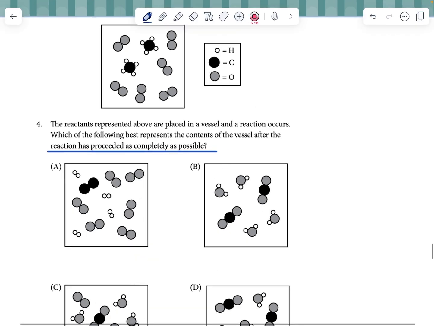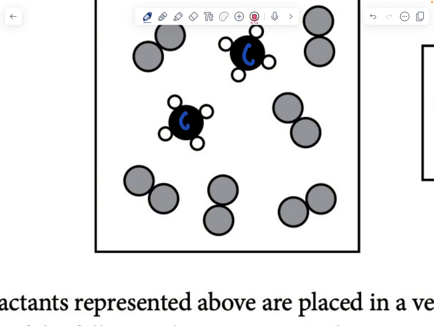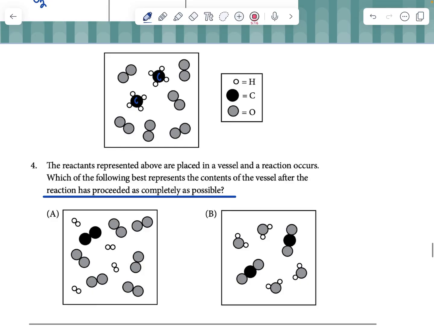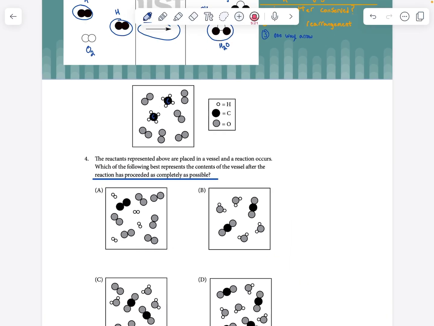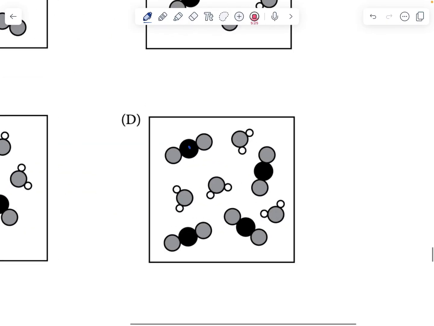So let's eliminate some distractor answers. We have 2 carbons here, and we only have 2 carbons. So our product side has to have only 2 carbons. So we know that it's not going to be D because we have 1 carbon, 2 carbon, 3 carbon, and 4 carbons. So we know it can't be D.